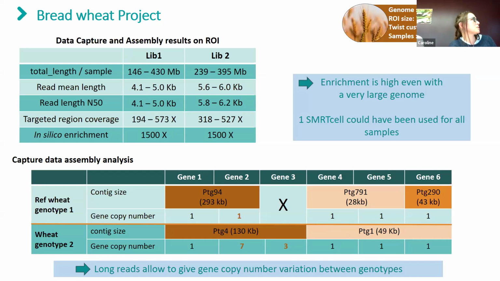And the difference between the two genotypes is the gene copy number variation, because if we have a look at gene 2, gene 2 is present in 7 copies in genotype 2 instead of only 1 copy in genotype 1. And gene 3 clearly appears absent in genotype 1, but present in 3 copies in genotype 2. So this example also illustrates the power of combining target capture with long-read sequencing to detect gene copy number variation.